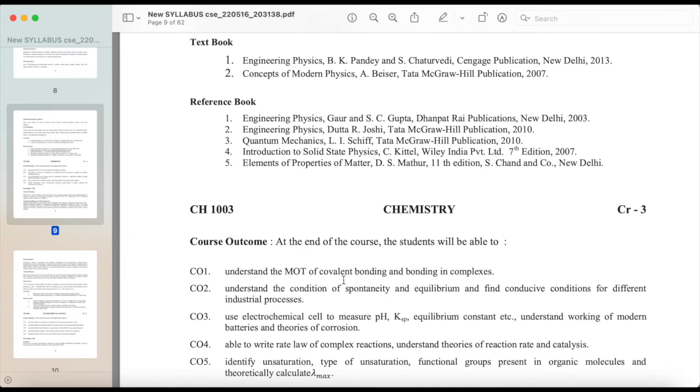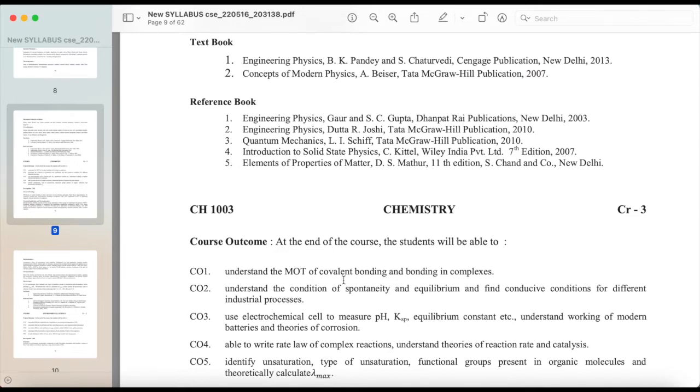Reference Book: 1. Engineering Physics, Gaur and S.C. Gupta, Dhanpat Rai Publications, New Delhi, 2003. 2. Engineering Physics, Dutta R. Joshi, Tata McGraw-Hill Publication, 2010. 3. Quantum Mechanics, L.I. Schiff, Tata McGraw-Hill Publication, 2010.